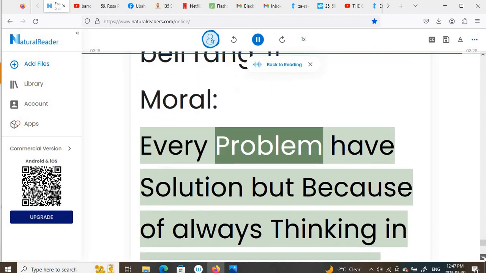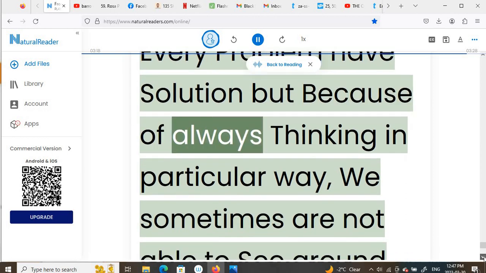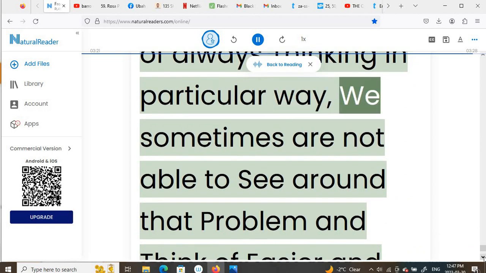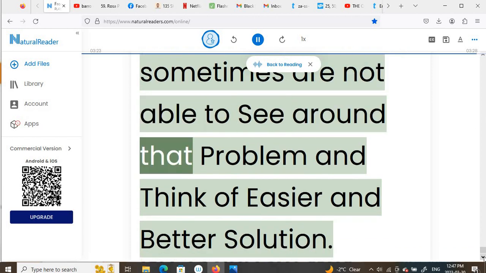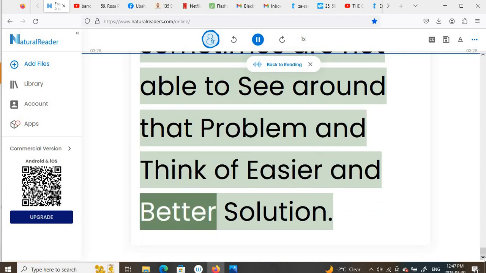Moral. Every problem has a solution, but because of always thinking in a particular way, we sometimes are not able to see around that problem and think of an easier and better solution.